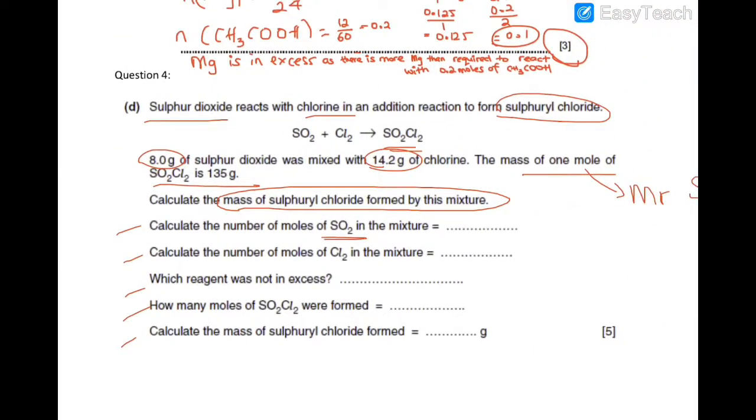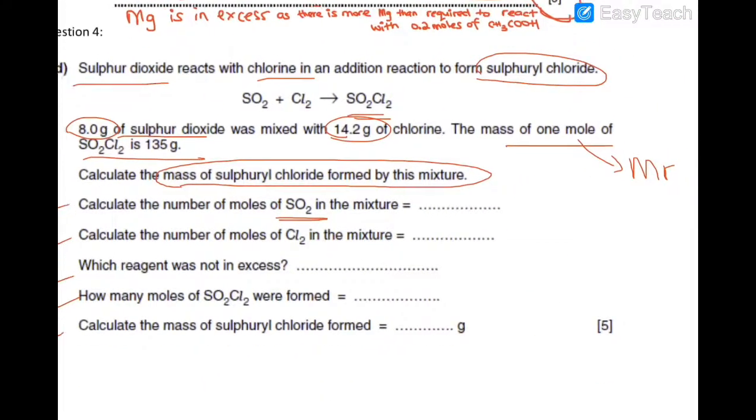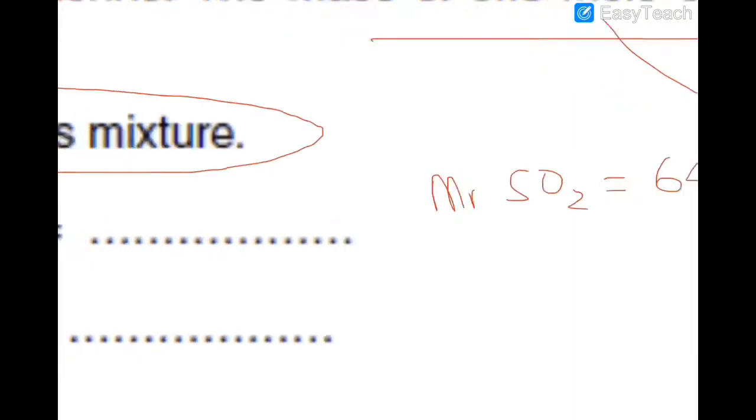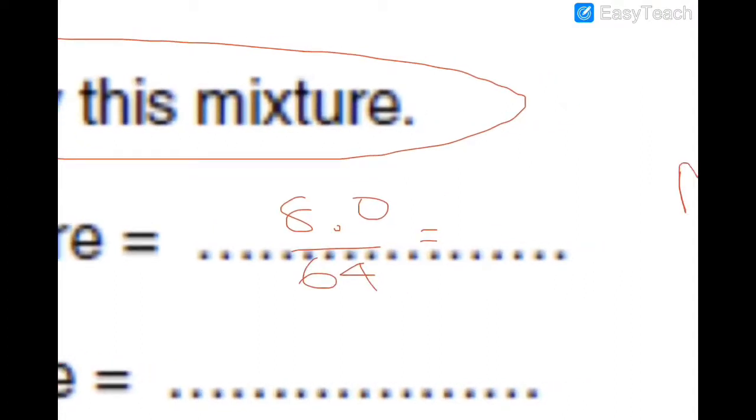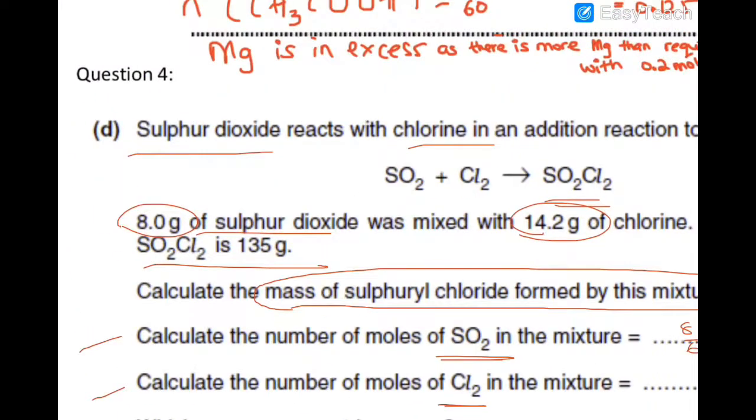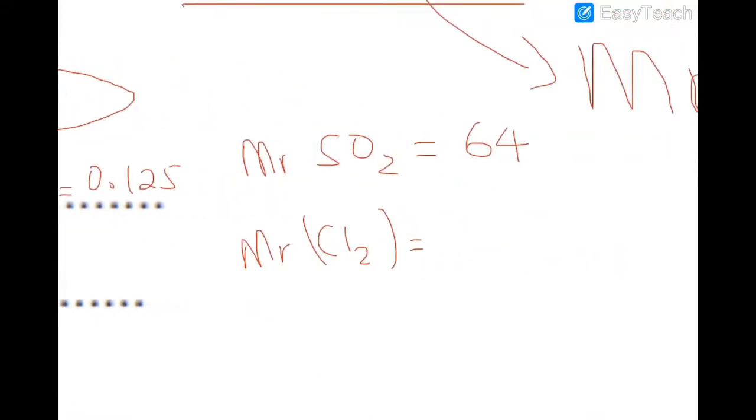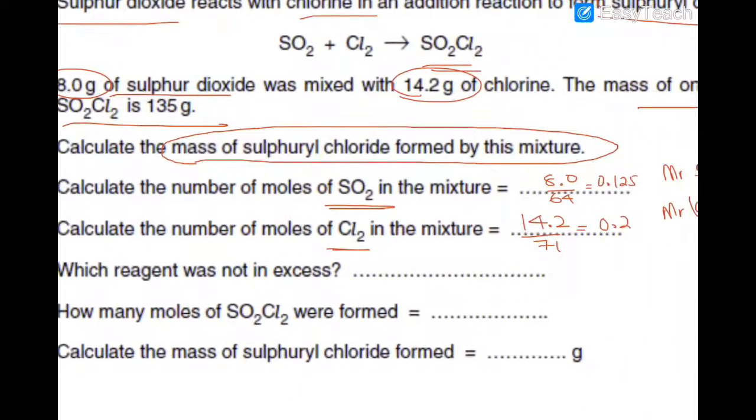So calculate the number of moles of SO2. Number of moles is mass divided by MR. The MR of SO2, if you calculate it properly, you should have 64. So the number of moles is mass divided by MR, and that gives you 0.125 moles. And the number of moles of Cl2, again, is mass divided by MR. The MR of Cl2, if you do it properly, is 2 times 35.5, that's 71. So that would be 14.2 divided by 71. That gives you 0.2.